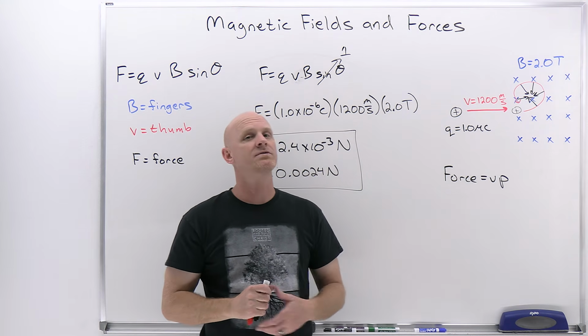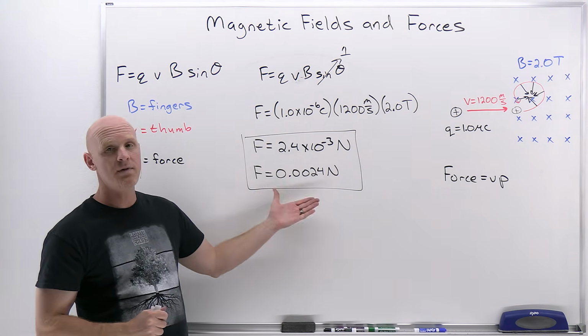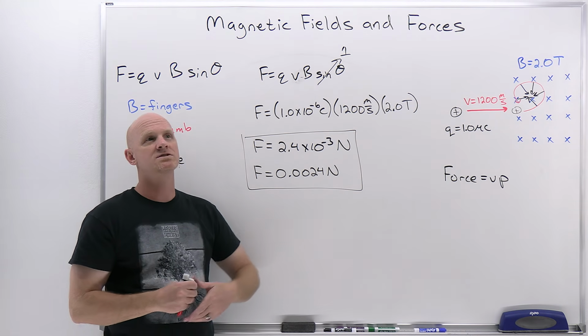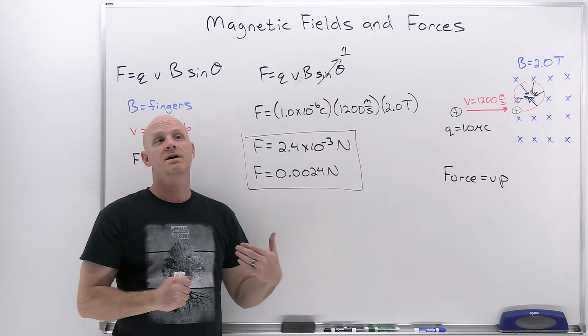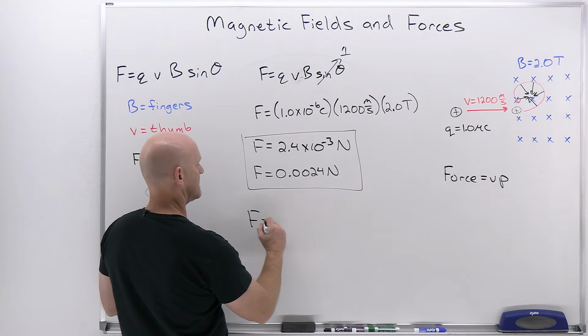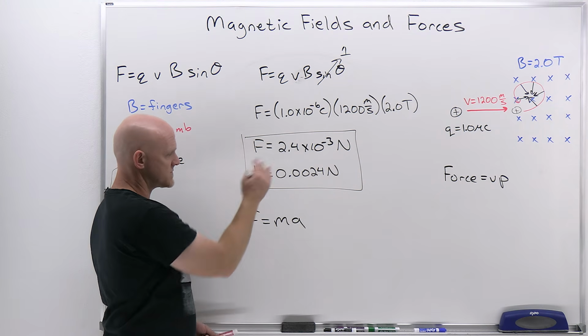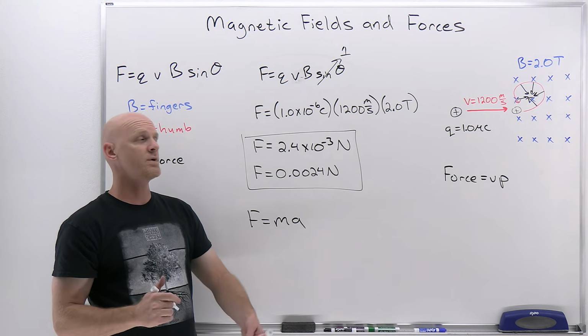So we got a couple of different ways this might be taken a step further. So we calculated the magnitude of the force. You might get a question that says, well, if you calculate the magnitude of the force, if I give you the mass, then what's the acceleration? And you would just use Newton's second law and say F equals ma, and plug in the mass in kilograms and use the force we just calculated, and then you could solve for the acceleration.